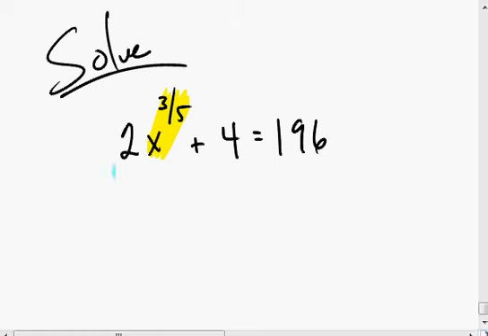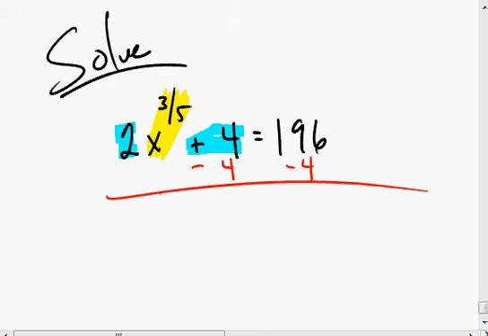Which means the things we don't like in this question are this 4 and this 2. We need to knock those guys out. We do that using inverse operations, properties of equality on the equations. The inverse of adding 4 is subtracting 4. I'll do that to both sides. That's going to leave me with this.